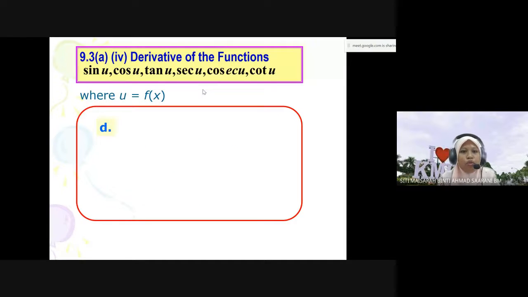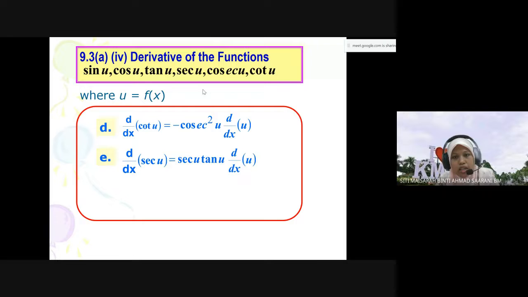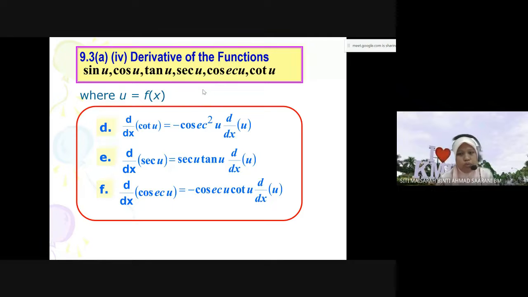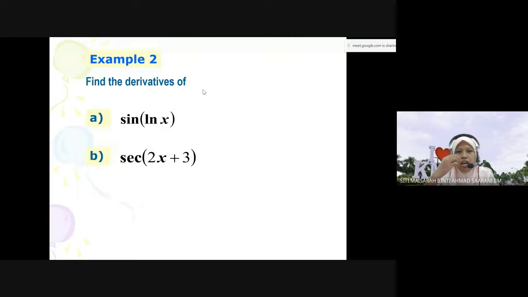Alright, then we move to differentiate cot u. It becomes negative cosecant square u, differentiate u with respect to x. And then differentiate with respect to x, secant u, it becomes secant u tan u, differentiate u in terms of x. Then differentiate cosecant u with respect to x, which becomes negative cosecant u cotangent u, differentiate u with respect to x. Okay. For example, let's say we have find the derivative of sin ln x.